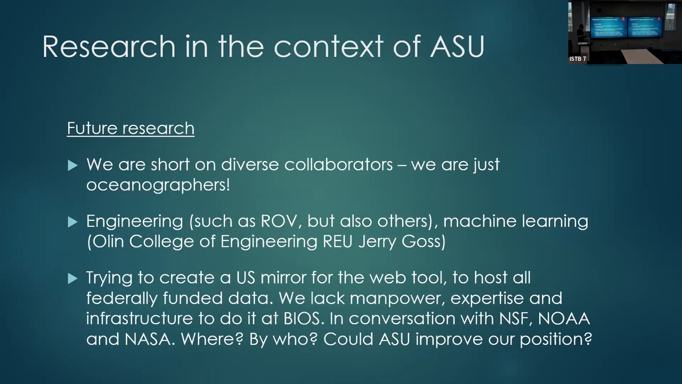But there are other things that I would like to happen. So we are very short in diverse collaborations. We're just oceanographers. So we need engineers to do things like the ROVs that we designed with people from Rhode Island. Machine learning, I have a student, Jerry Goss, because I'm trying to understand why it's so difficult to identify zooplankton.